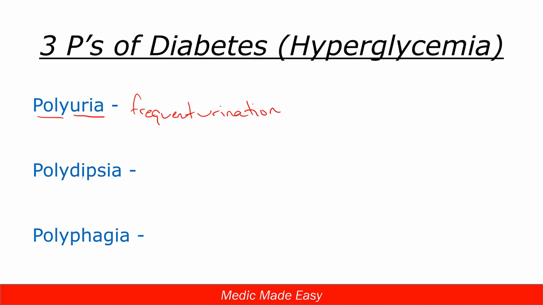The next one is polydipsia, which is frequent or elevated or a lot of thirst. They're very thirsty. And they're very thirsty because they're hypovolemic, they're dehydrated.